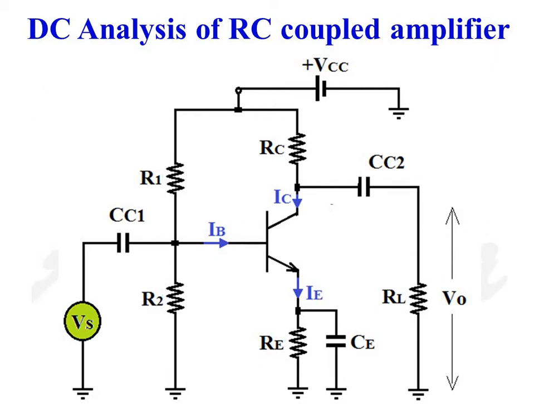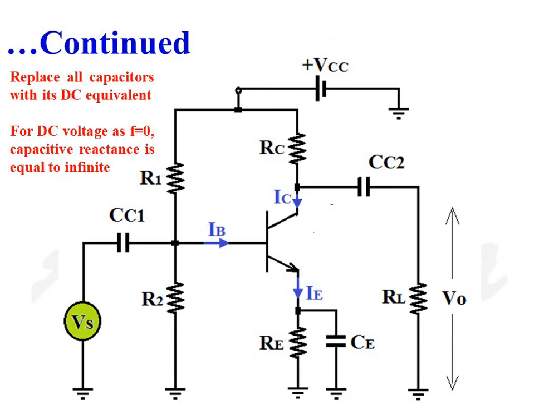So this is the RC coupled amplifier for which we are going to do the DC analysis. Replace all frequency dependent components with its DC equivalent. So here there are three capacitors which are frequency dependent.